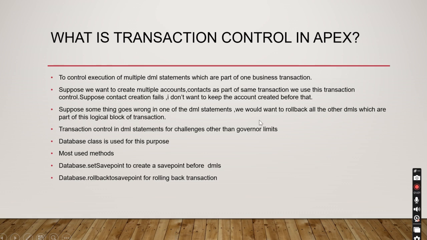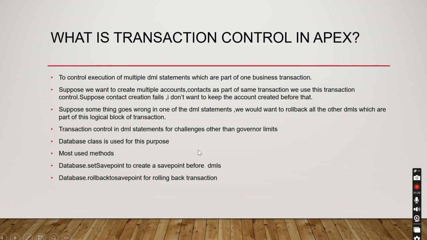Okay, that is transaction control in DML statements, for challenges other than governor limits. So far we were looking at list management and all, but this is more of a business logic transaction control. This is not for the DML limits. This is more of a logical block of transactions that you want to be complete. Transaction DML 1, 2, 3. You don't want any of them to be missed out. Even if one of them gets missed out, you want to roll back.